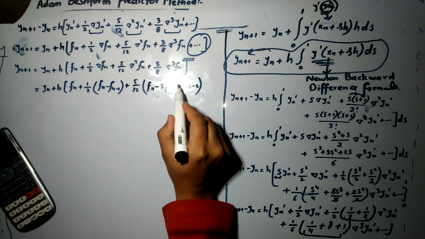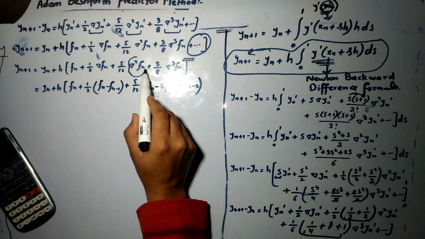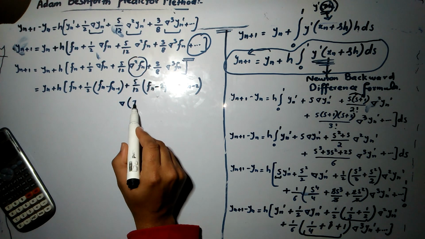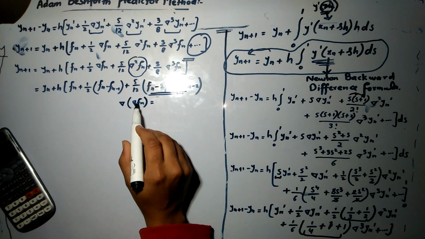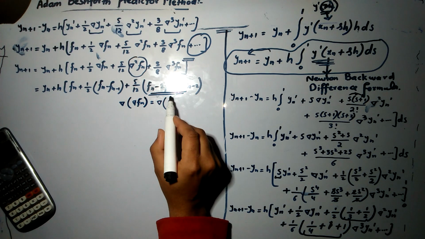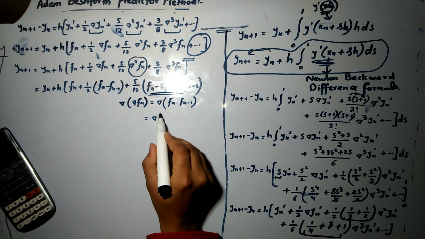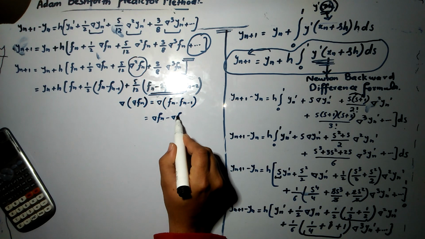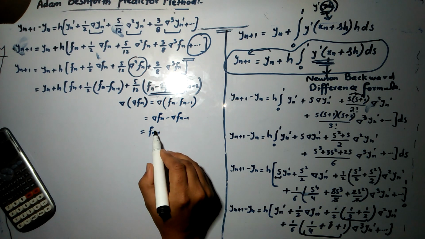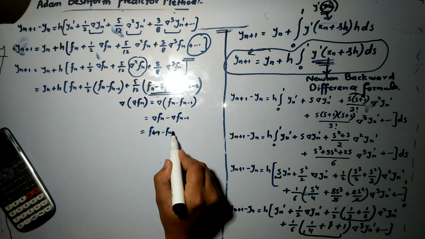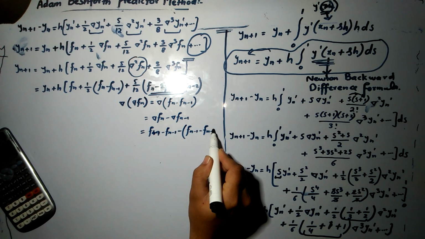So further this expression, if we are putting delta square f_n, this will be equal to delta f_n minus delta f_{n-1}. To check whether this value is correct or not, delta f_n will be equal to f_n minus f_{n-1}. So here this will be delta f_n minus delta f_{n-1}. This will be equal to f_n minus f_{n-1} minus (f_{n-1} minus f_{n-2}).